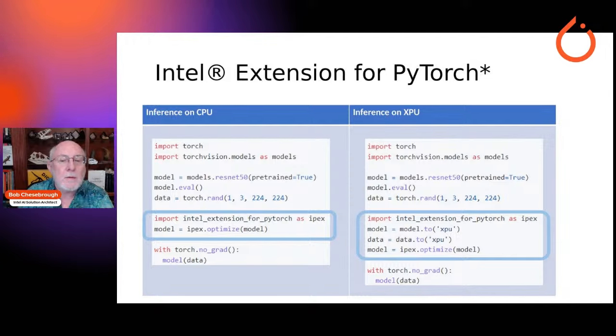And then on the XPU side, when we're touching the 1100 series GPUs from Intel, it would be these four lines on the right. This is how we would do inference on an XPU, a GPU from Intel. You would just convert your model to be XPU aware, convert your data to be XPU aware, and then call this optimize step. So these are the only big things that you have to do to your code. It's really not that much to be able to then communicate from PyTorch through our 1100 series GPUs.